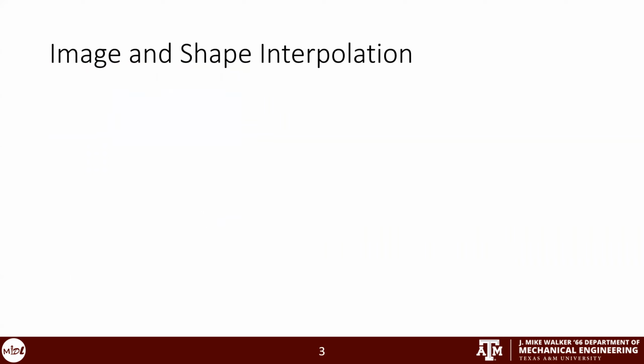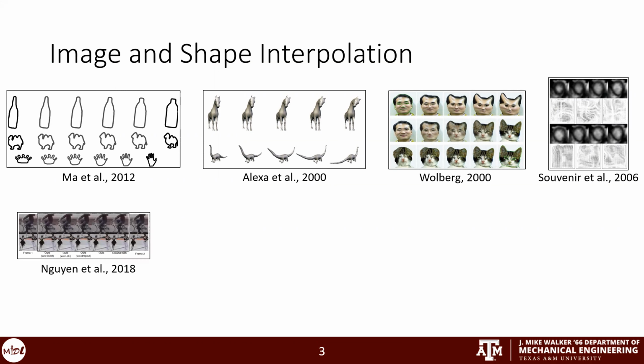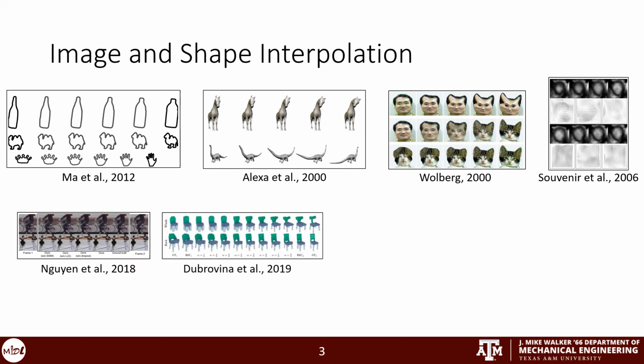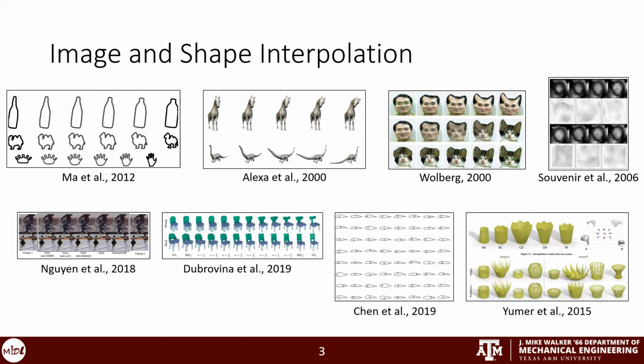Image and shape interpolation have been used in a wide variety of applications, from 2D and 3D shape morphing to morphing between faces. It has also been used to generate MRI scans. In recent times, generative neural network models have been widely used for interpolation tasks. Some of the applications include interpolating between video frames, composite shape modeling, synthesizing new designs, and procedural modeling of shapes.